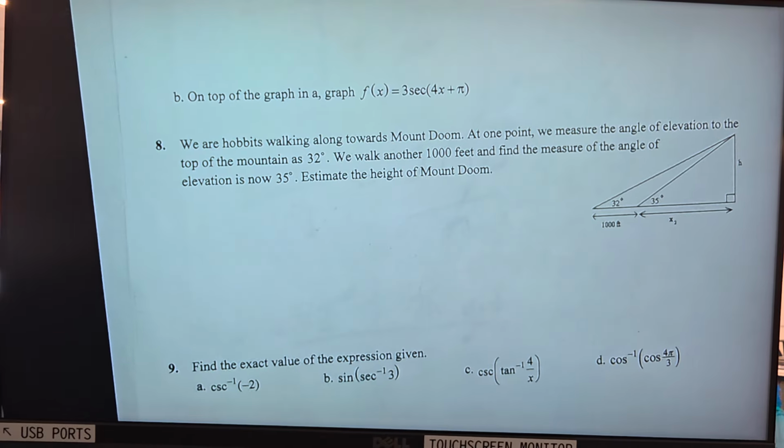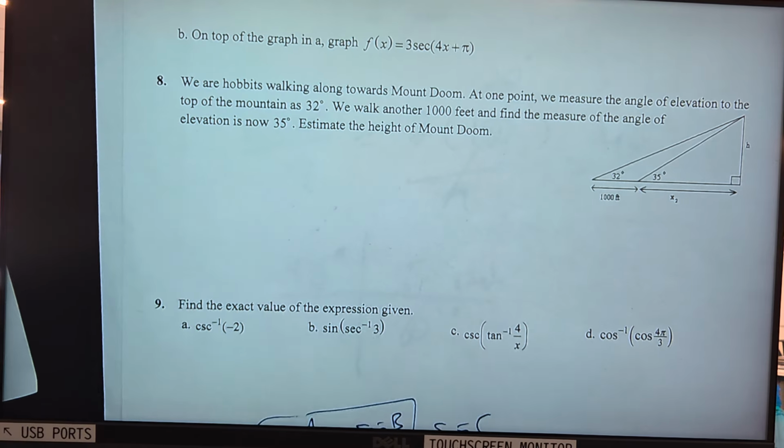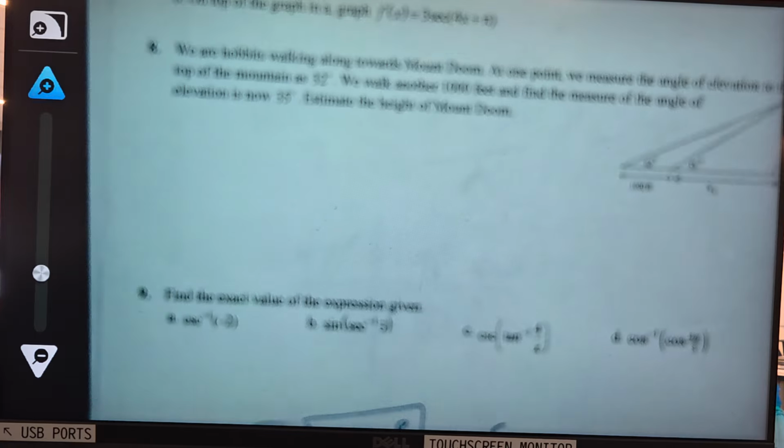I was wondering how long it'd be until somebody asked me about these hobbits. Just take the Eagles. Just take the Eagles, hobbits.